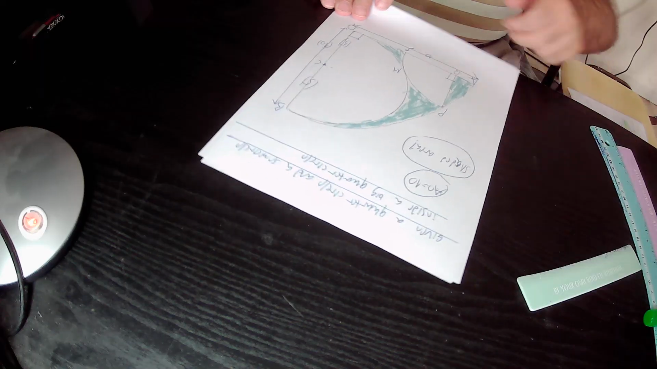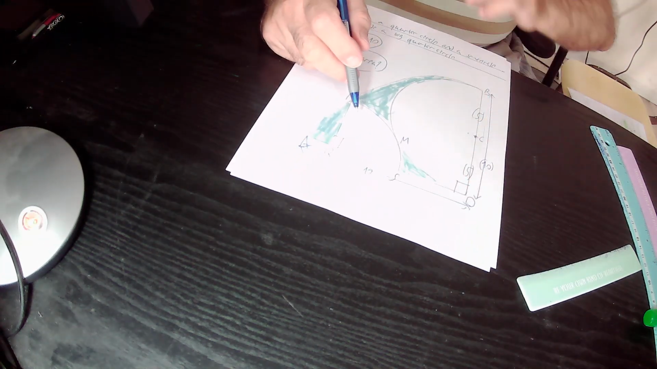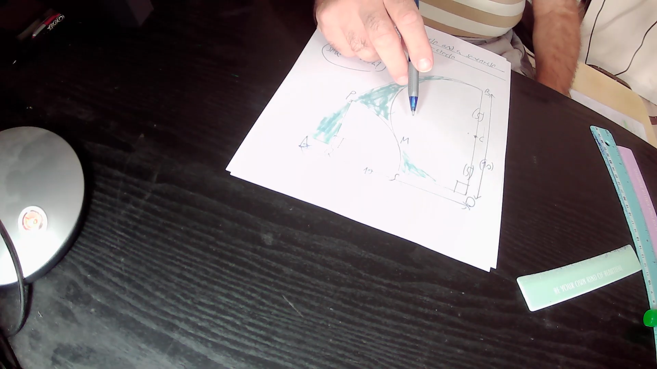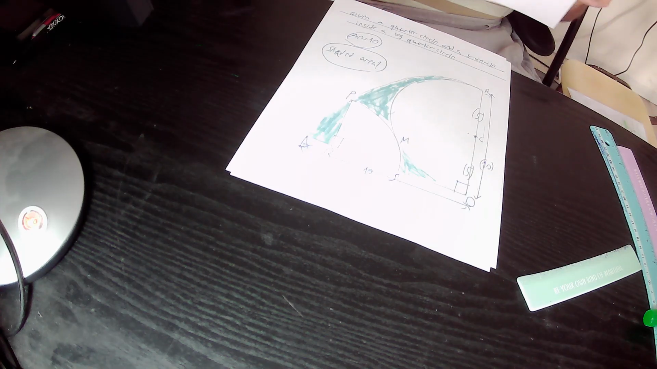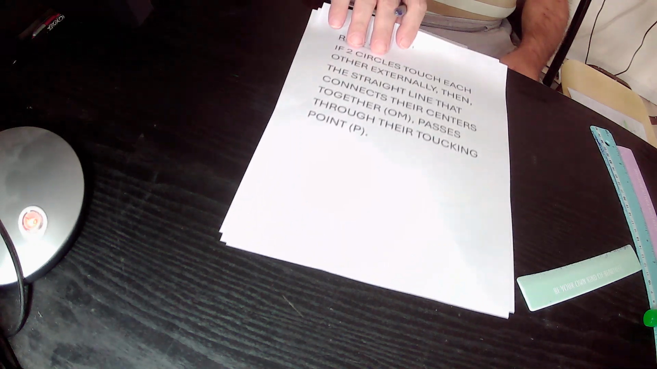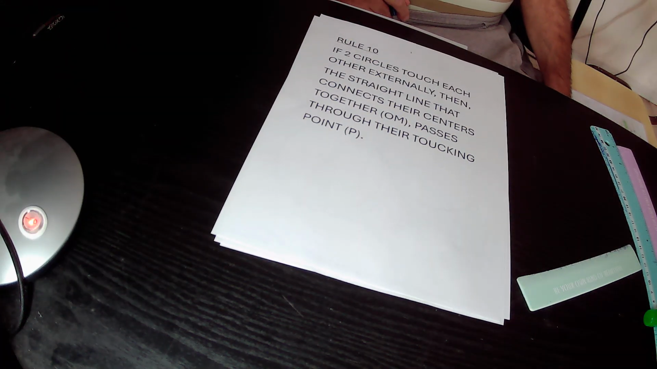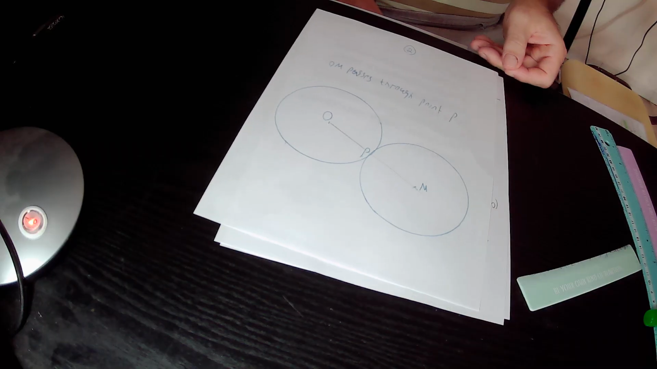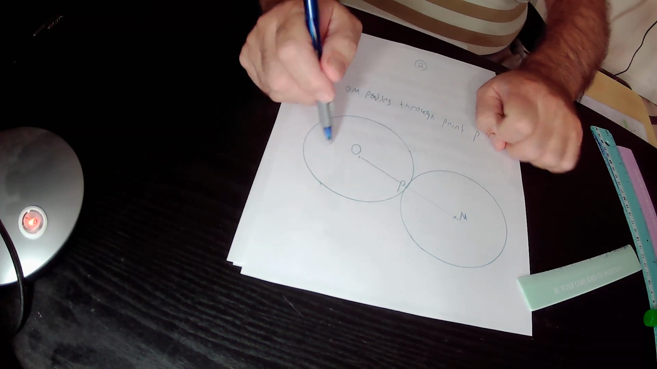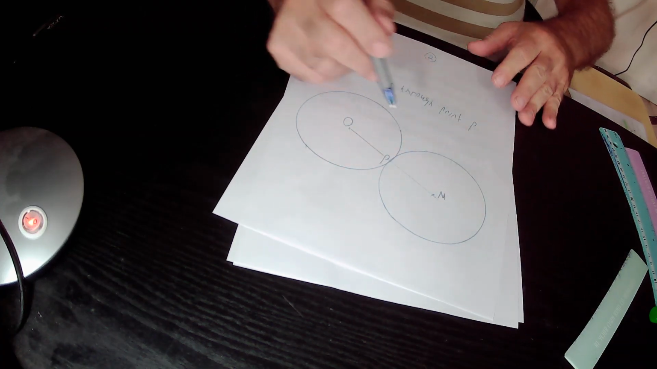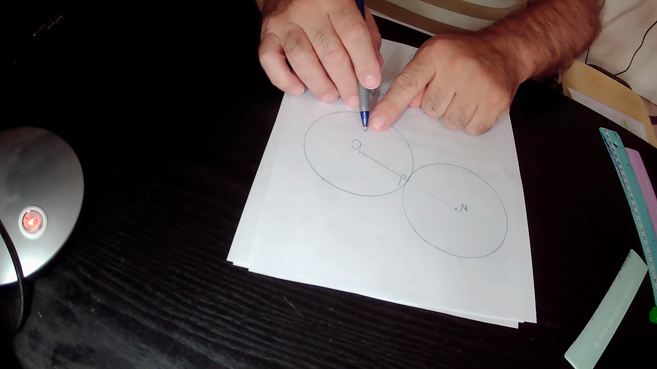So the small quarter circle has an external edge with this big semicircle at point M. So here we can implement rule 10. Repeat quickly rule 10. According to rule 10, if two circles or semicircles touch each other externally, then the straight line that connects the circles together passes through their touching point. So in the drawing we have those two circles that touch each other externally. This point P. The center of this circle is here at point O. The center of this circle is here at point M. The straight line that connects the circles together is of course the straight line OM.